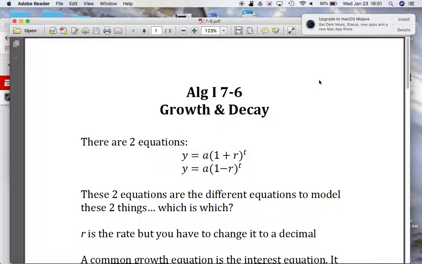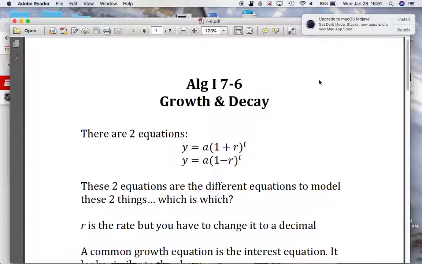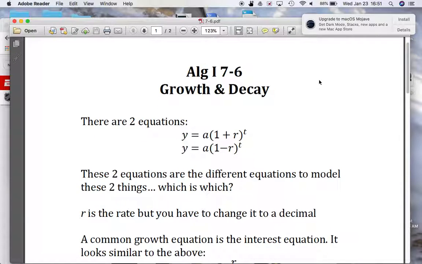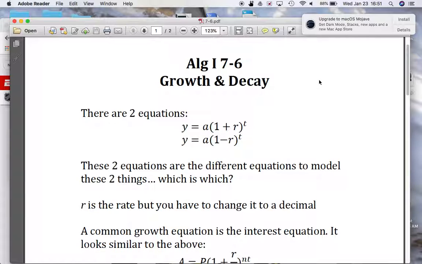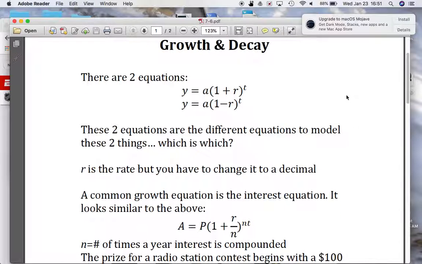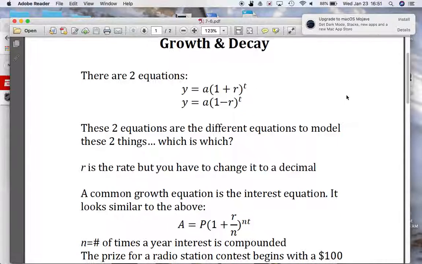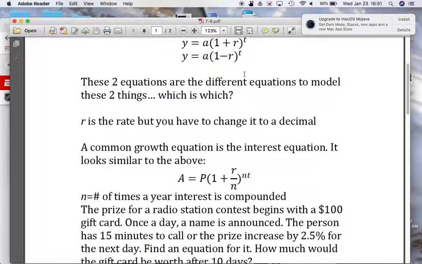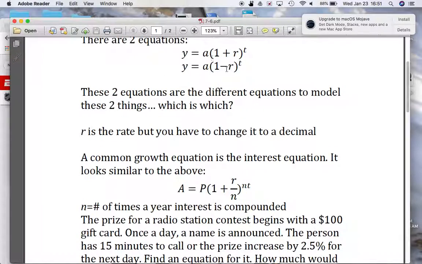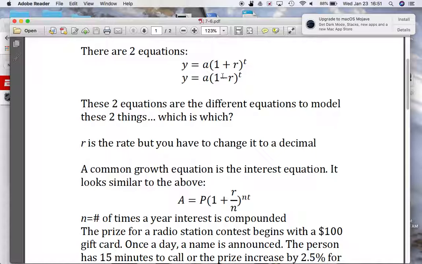Okay, so we're going to talk about growth and decay. These are the exponential equations, except they're used very particularly to represent a couple of things: either a growing population or a shrinking population, or it doesn't have to be population, it can be money also. But these are the two equations.